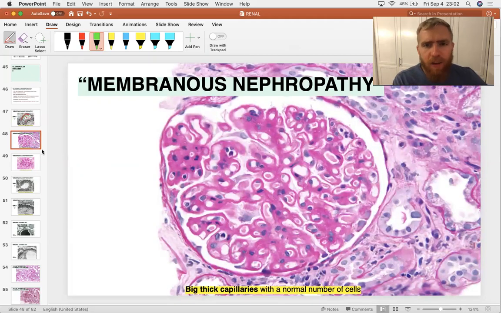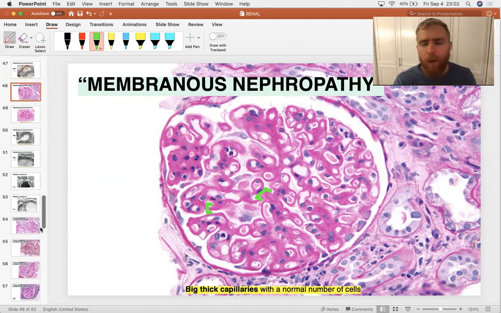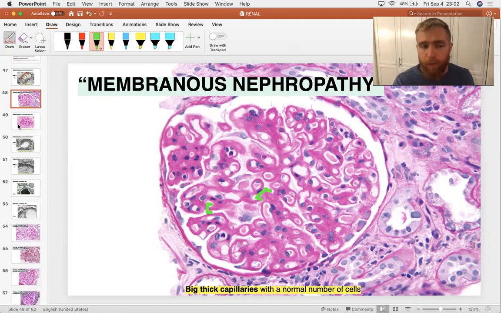Here's a light microscopy of membranous nephropathy. What are we seeing here? Big, thick capillaries. Look at how thick these capillary walls are. And they're really staining red. They're eosinophilic. And there's a normal amount of cells here. And this is going to come into play when we contrast this with membranoproliferative nephropathy or glomerulonephritis.